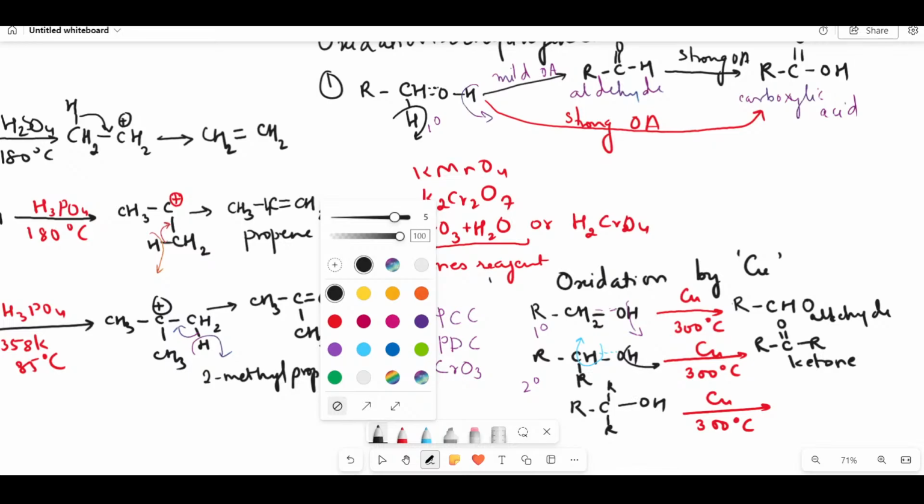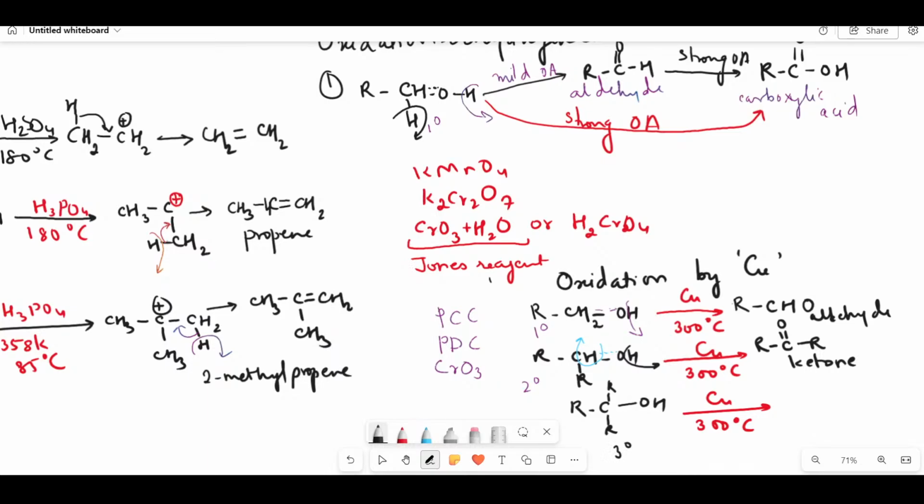For the reaction to take place, there is no H here. This is a 3 degree alcohol. When we come to oxidation reactions, whether it is mild or strong, we observe that if it is a tertiary alcohol, no reaction will take place.